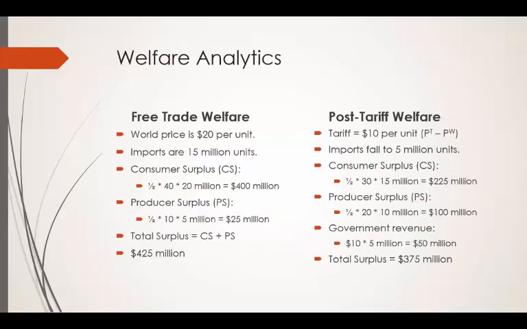Under free trade, the consumer surplus is $400 million. The producer surplus is $25 million, and the total surplus is $425 million. However, after the tariff has been imposed, the consumer surplus is now $225 million. The producer surplus is $100 million. The government obtains a tariff revenue on the imports equal to $50 million, so the total surplus in the small country, including the tariff revenues, is $375 million.